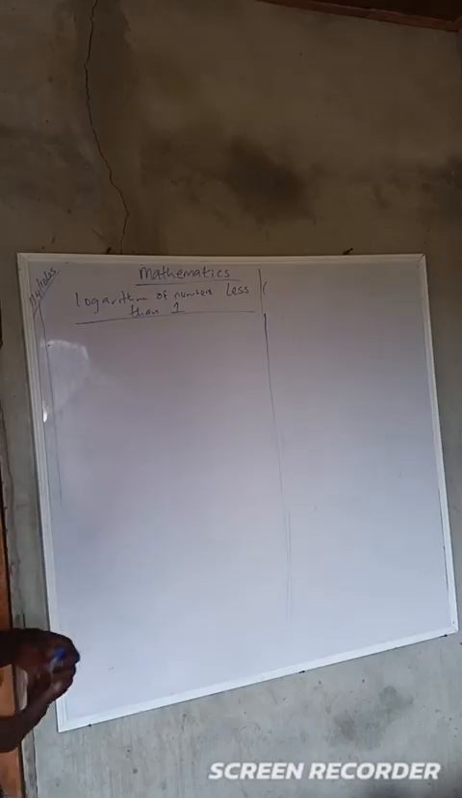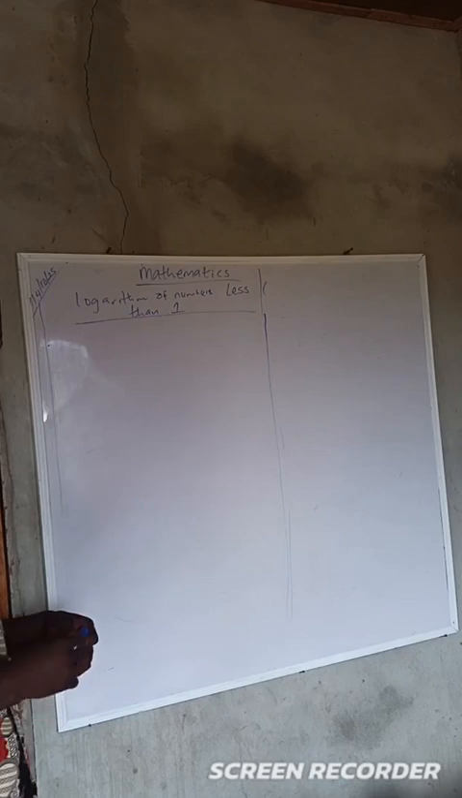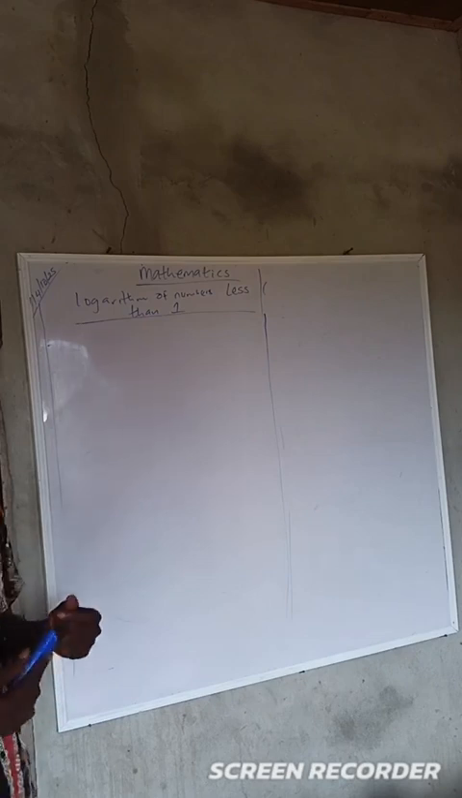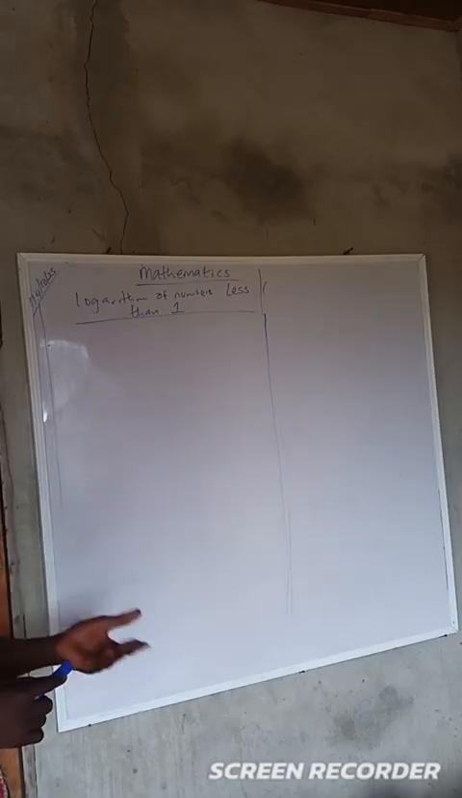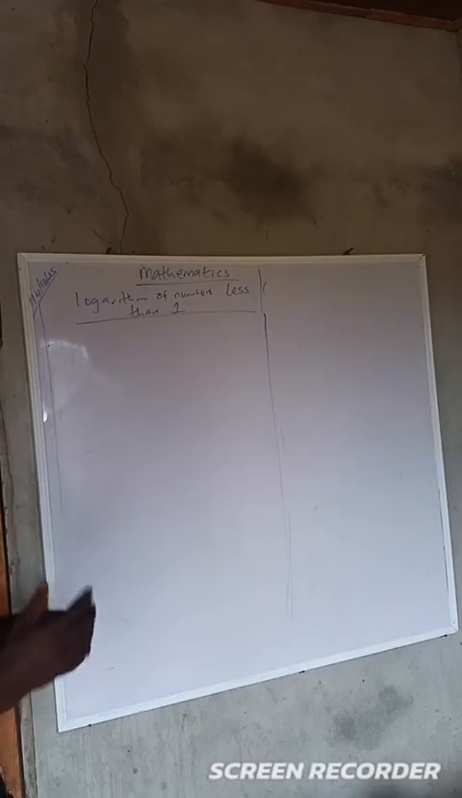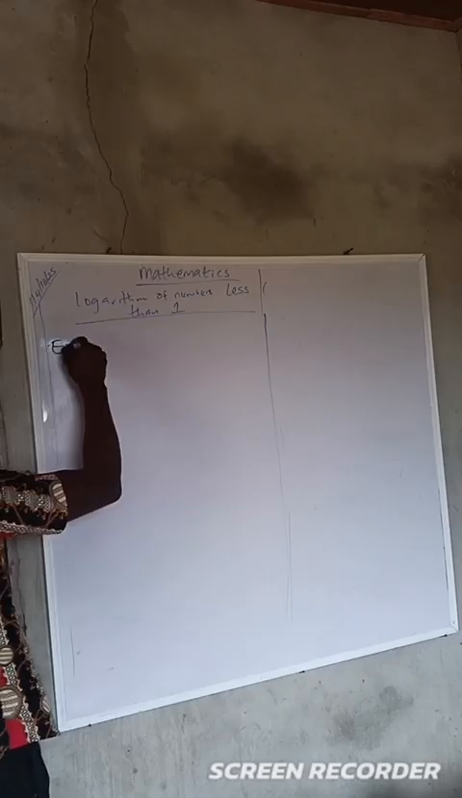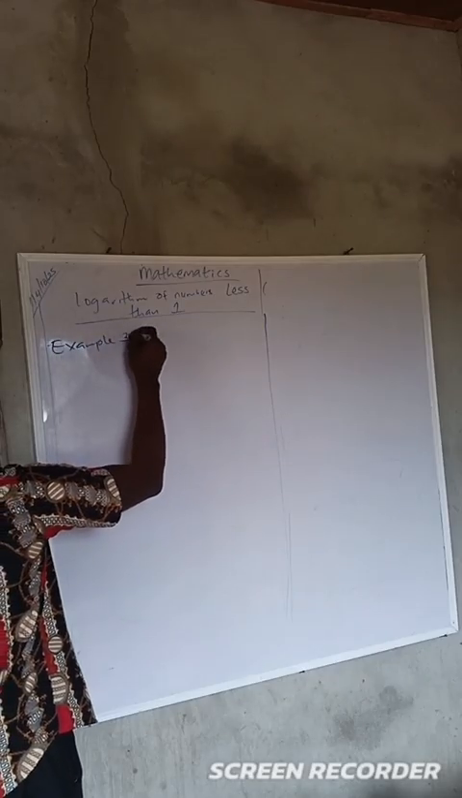You can check my previous video on the logarithm of number greater than 1. You see everything there. So when you have roots, we said you find the logarithm of the number and divide by the root. So those are the rules that we are going to be making use of on this logarithm of number less than 1 as well. Now let's take example 3.